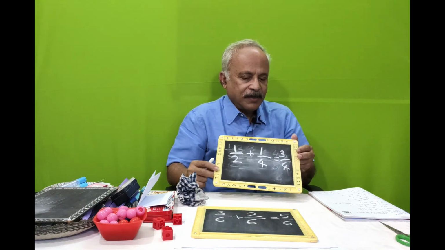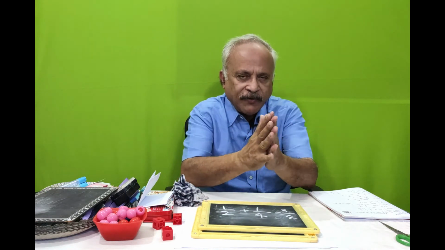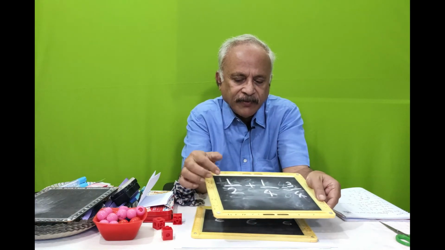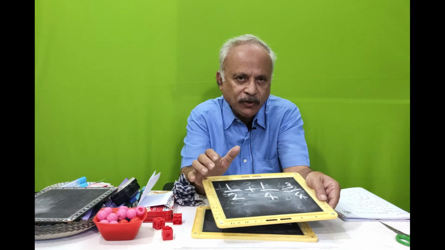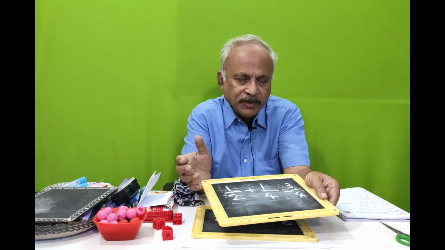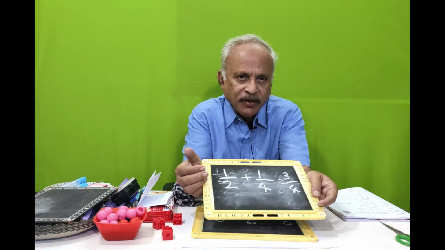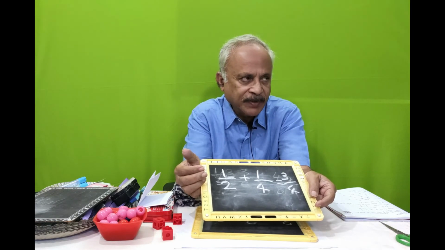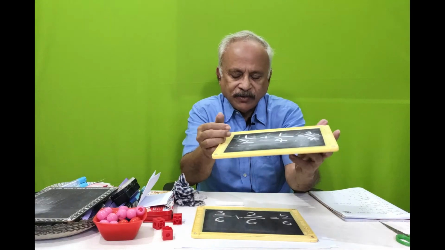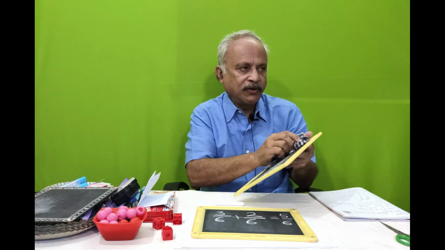Okay. All right. So what we have to do while adding fractions where the pieces are not of the same size is to convert it into a problem where the pieces are of the same size. Right? So, keeping that in mind, are we ready to do one more problem?